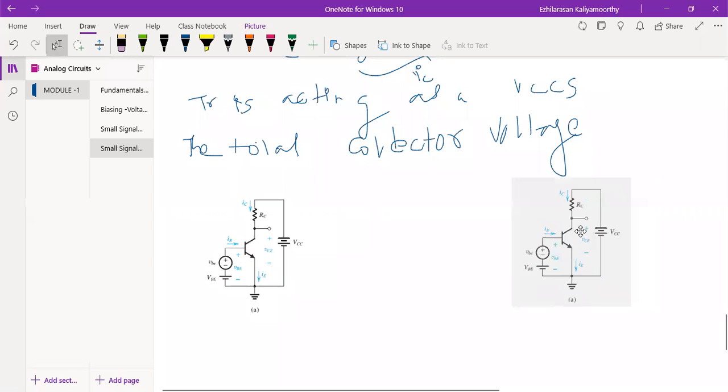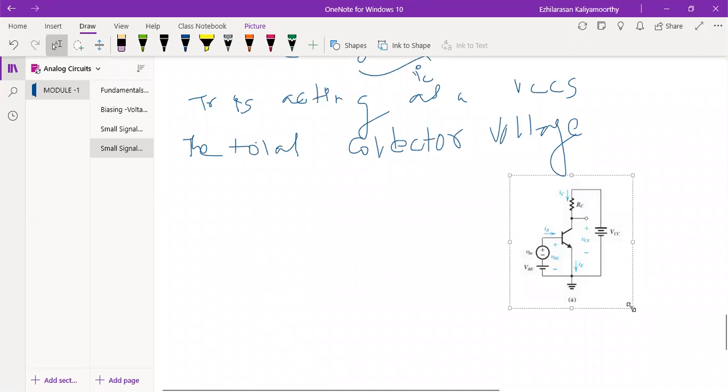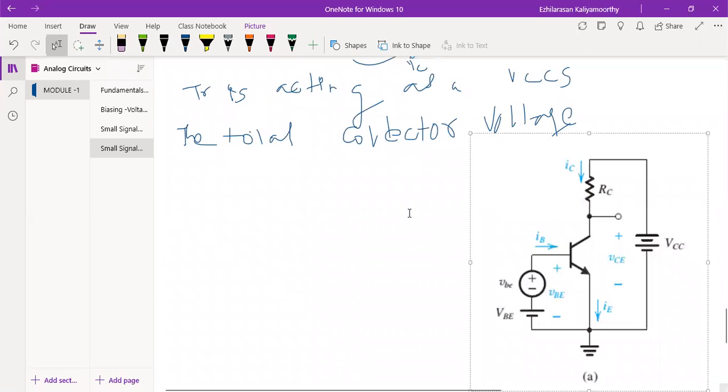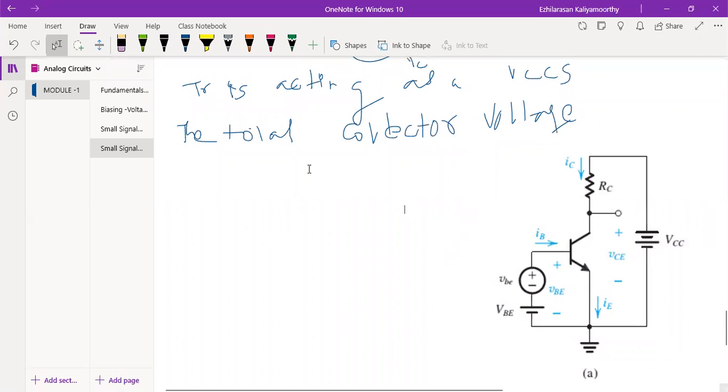Now consider this figure actually. I hope the figure is visible for you. Okay. Now in this, we need to find out the total collector current. So for that, what you'll do, apply the KVL at VCC. So when you apply the KVL at VCC, you have to find out the VCE.